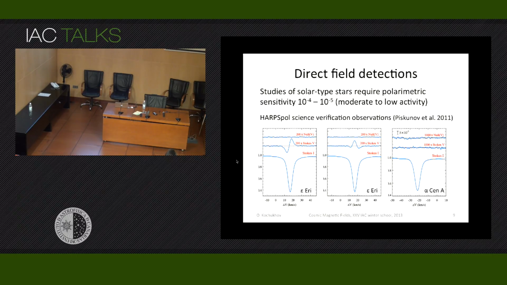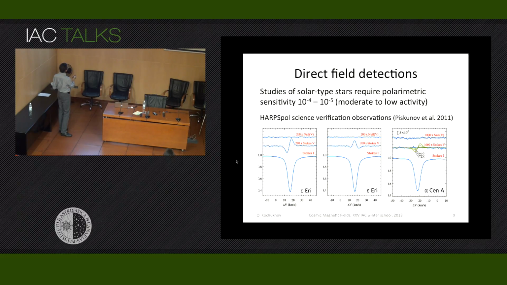And then the plot here is an observation of alpha Cen A, where we don't detect a magnetic field. And you see that here Stokes V and the null spectrum are multiplied by a factor of 1000. And actually this is one of those observations where we reach 10 to the minus 5 precision. And if I were to overplot expected Stokes V signatures for different line of sight magnetic fields, they would look like this. So this sequence of curves corresponds to a mean line of sight field from 0.1 to 1 Gauss.